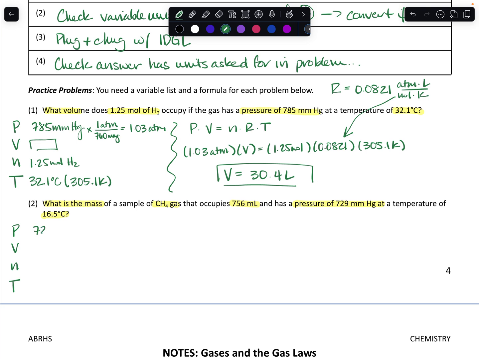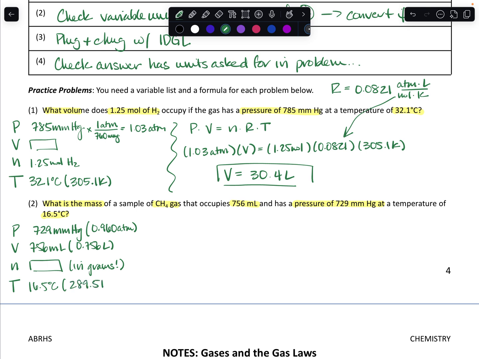Pressure is 729 millimeters of mercury. I know I need that in atmospheres. So if I divide 729 by 760, I get 0.960 atmospheres of pressure. I have 756 milliliters, but I need liters, so I need to divide this one by 1,000. So 0.756 liters. The amount is my unknown, but they want it in grams, so I just need to keep that in mind. And then my temperature is 16.5 degrees Celsius, so in Kelvin, that's 289.5 Kelvin.